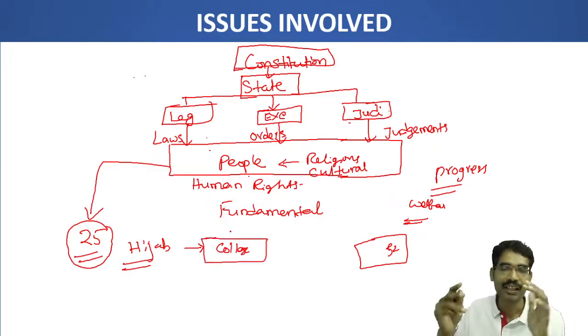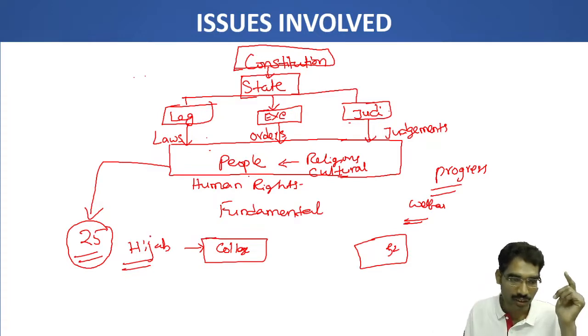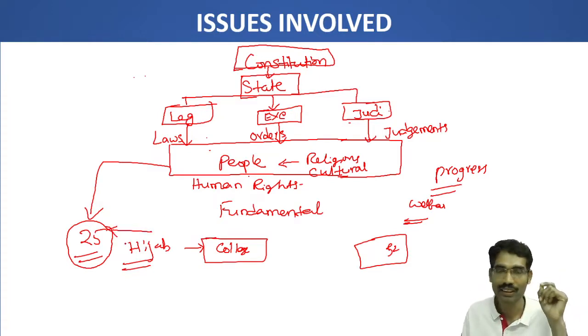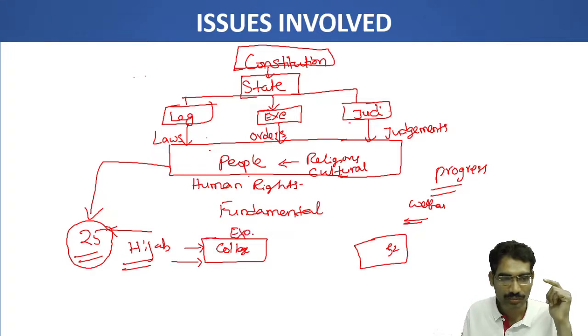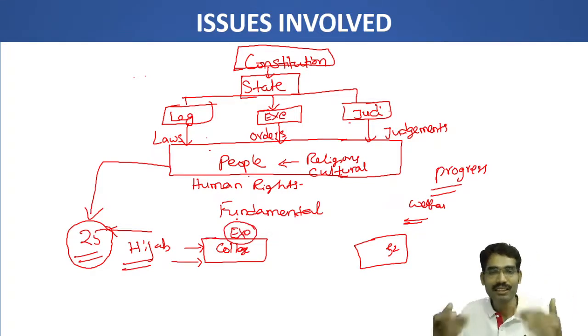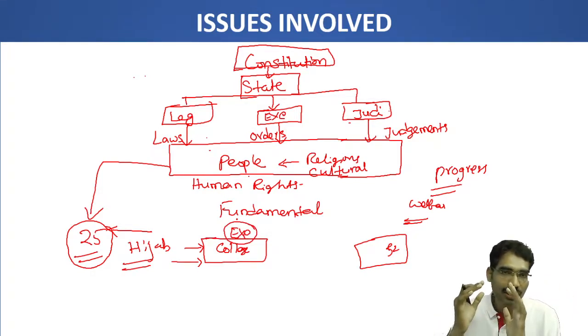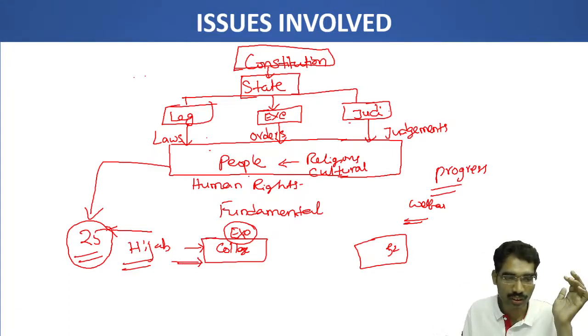They were denied entry into the college. Now these girls have the fundamental right to wear or profess whatever their religion says. On the other hand, the college or this executive is saying there is a particular order. According to the order, if there is no particular dress code, they were not allowed inside the college.